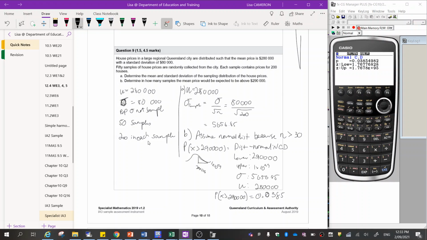Okay, so next thing, determine how many samples the mean price would be expected to be above this. So this is the probability, and there are 50 samples. You should remember this from grade 9. All I have to do is work out the number in the samples, I do the n multiplied by the probability. So it's the 50 samples that are going to be included multiplied by 0.0385, which gives me approximately 2.